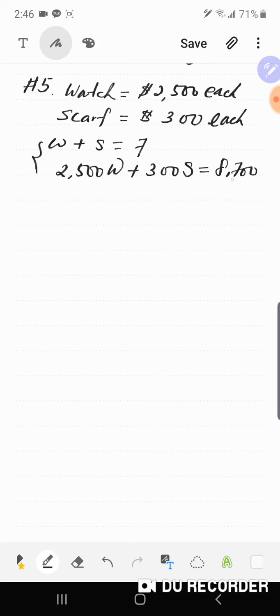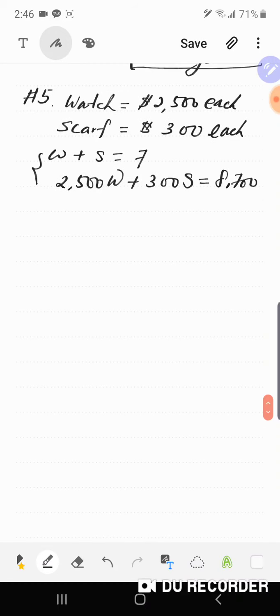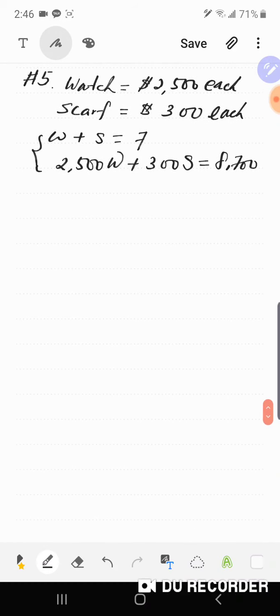So $8,700 is the sum of the total price of the watches and the total price of the scarves. The total price of watches is, each watch is $2,500, so multiply this amount by the number of watches, W, plus the total price of the scarves is, each scarf is $300, so $300 times the number of scarves, which is S. So we have two equations like this. So we can solve for W or S in this case.